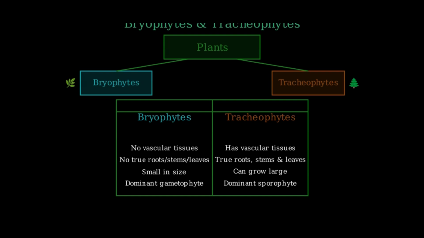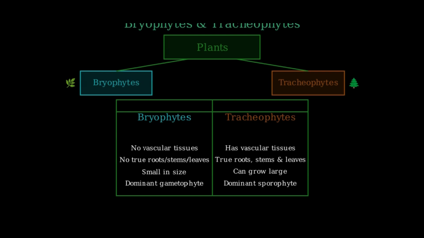On the other hand, Tracheophytes have vascular tissues, xylem and phloem. They have true roots, stems, and leaves. The Sporophyte stage is dominant in their life cycle. They can grow much larger and are better adapted to land environments.